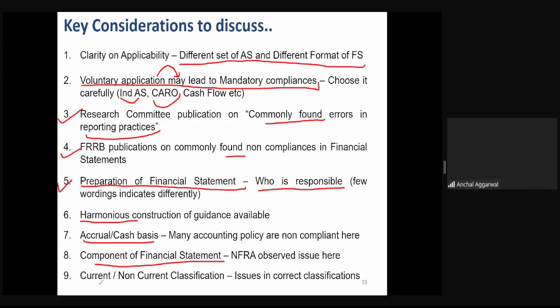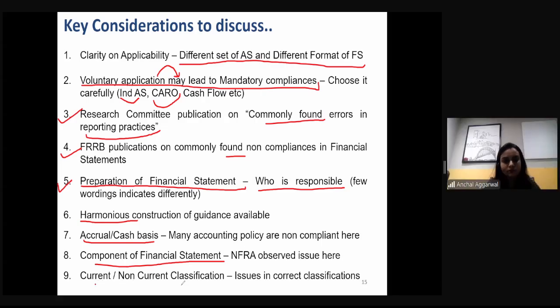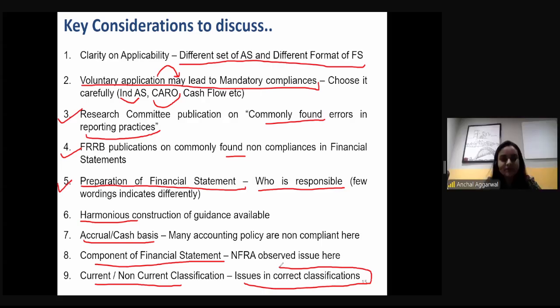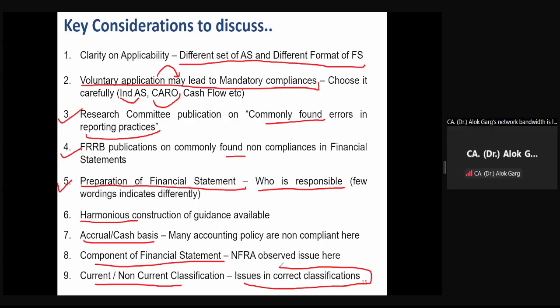Okay. Current and non-current classification. There are issues in correct classification, right? Current and non-current. What is current? What is non-current? For example, if some assets are expected to be realized within 12 months, within the operating cycle, it is current. And beyond that, any item which is not current is non-current. Correct?